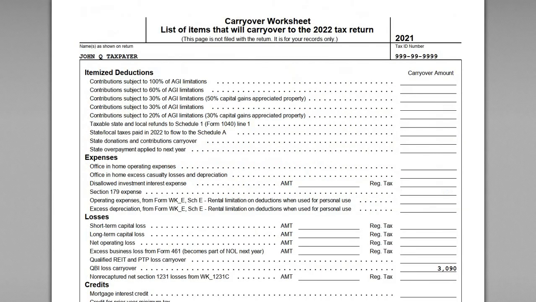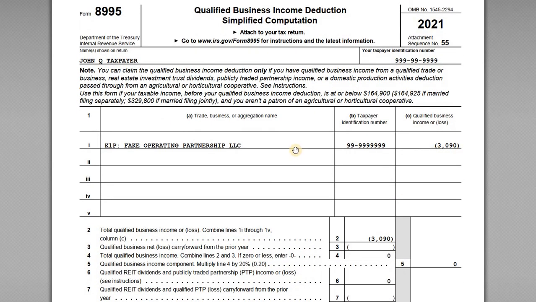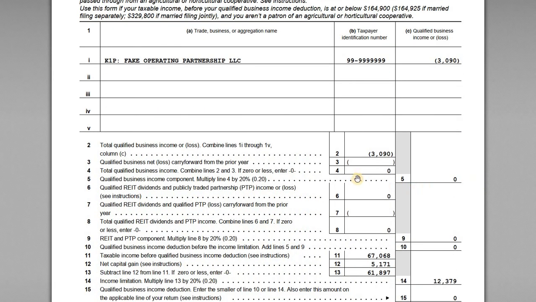Now, with respect to what that did to the QBI issue, it's still qualified business income, right? That was reported as such on the K1, and it was included in his taxable income. So he is listing it here in Part 1, with the name of the business, the TIN, and the qualified business income or loss of $3,090. His total qualified business income for the period is going to be zero. Why is that? Because it's negative, so we can't have a qualified business income component if we're going to be less than zero.